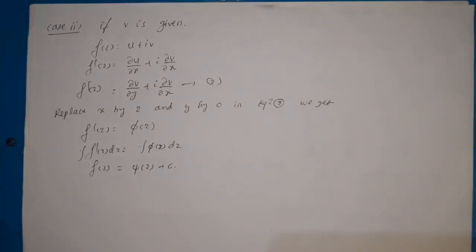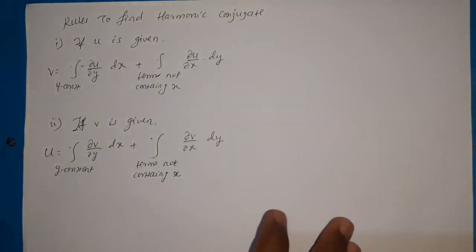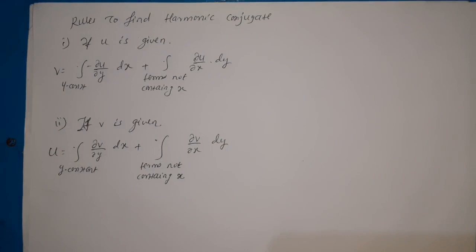So here also, as in the previous case, u will be given, but here v is given. So now replacing dou u by dou x by dou v by dou y, since u is not given and we do not know the partial derivative of u with respect to x. Hence we are replacing that dou u by dou x by dou v by dou y. And now the rules to find the harmonic conjugate. So already we know what a harmonic conjugate is. If u is given, then v will be considered as the harmonic conjugate of u, and if v is given, then u is the harmonic conjugate.